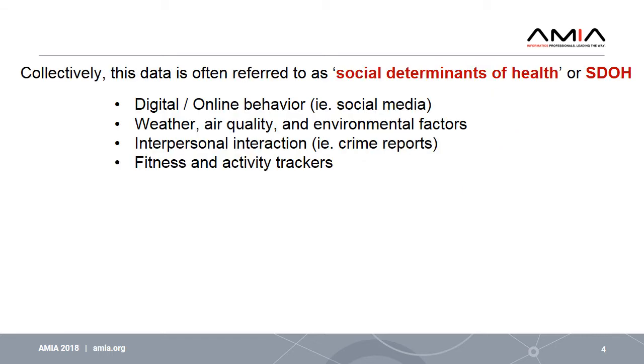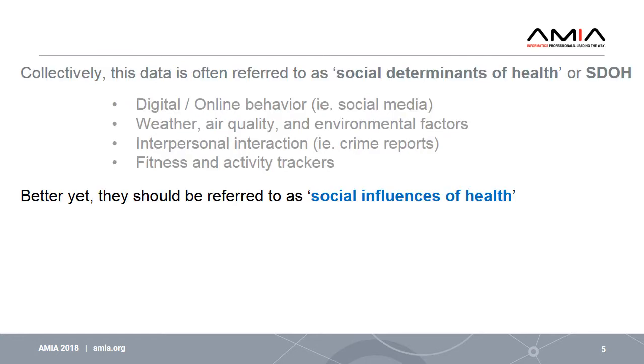So many of the data elements that I just referred to are known as social determinants of health. And these are, broadly speaking, digital and online behavior, such as social media, weather, air quality, environmental factors, interpersonal interaction, crime reports, and fitness and activity trackers. Better yet, these data elements should be referred to as social influences of health because their incorporation and effect on your life is not deterministic.